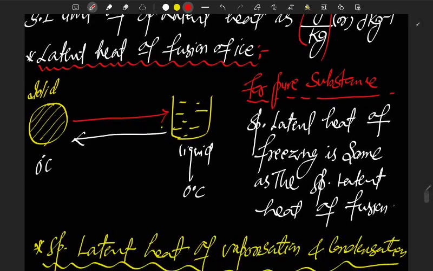Now there is one more term, called the latent heat of fusion of ice, or we can say the latent heat of melting of ice. Suppose a solid is converting into liquid. Here the solid is converting into liquid and there is a phase change. During the phase change, the temperature remains constant. So this ice is converting into water at 0 degrees Celsius. Suppose this one is ice and this one is water. The heat energy is absorbed when ice converts into water, so there is absorption of heat energy. The heat energy absorbed during this phase change is called the latent heat of fusion.